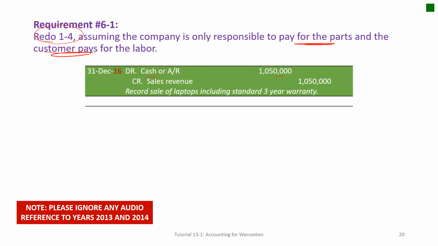The last requirement, 6, has us redo parts 1 to 4 again, but this time only assuming that the company is paying for the parts and that the customer is going to pay for the labor. Okay, it won't take us long to proceed through this. We start again with the original sales entry. We have $1,050,000 on our 300 laptops sold at a price of $3,500.